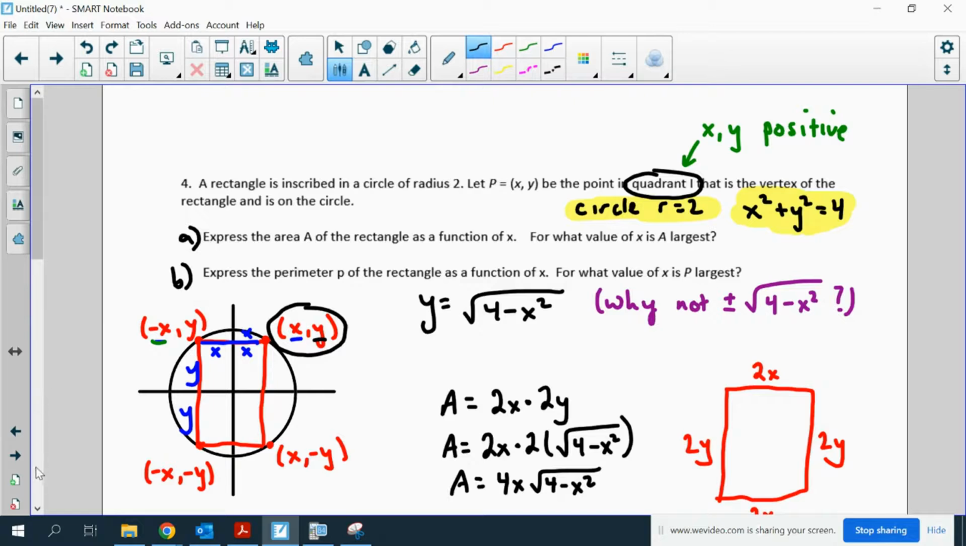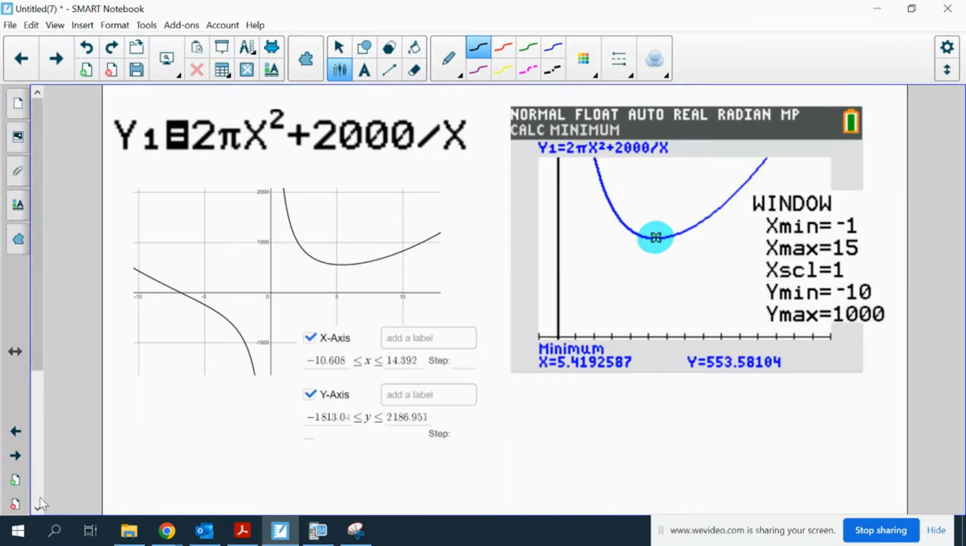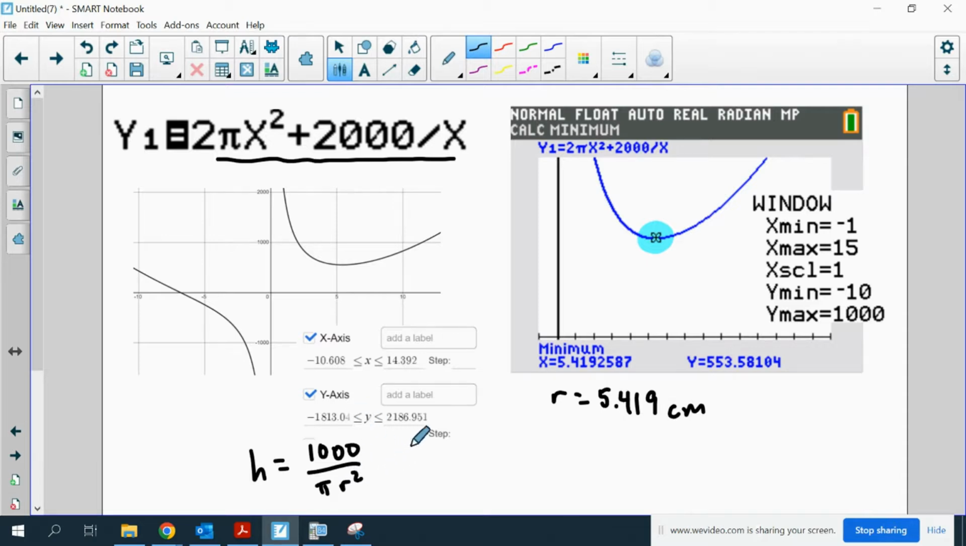So the minimum value, which it's asking me to find the dimensions, is where x, when I type this in, or the radius, is 5.419 centimeters. Since I remember that the height is equal to 1,000 divided by pi r squared, I can take this r and substitute it in.